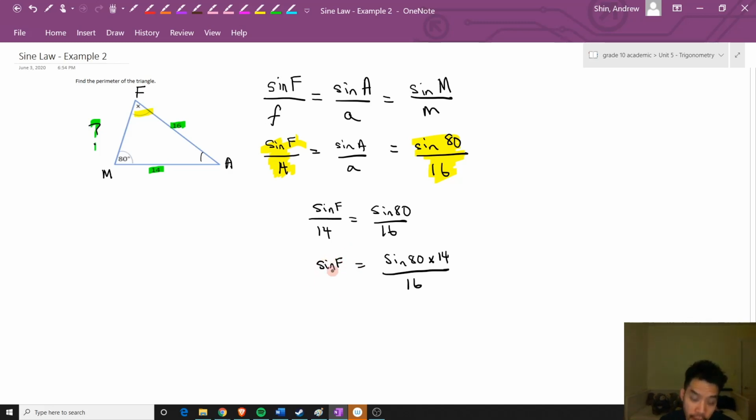So what's the opposite of sine? The opposite of sine is the sine inverse. So what I do to one side, I'm going to do the other side. So I'm going to write this out over here. And remember that sine inverse and sine are opposite operations, and we'll just be left with angle F. So what we want to do is take the sine inverse of all of this: sine of 80 times 14 over 16.